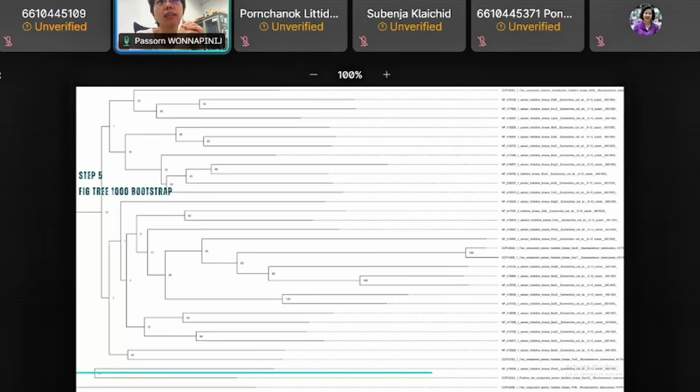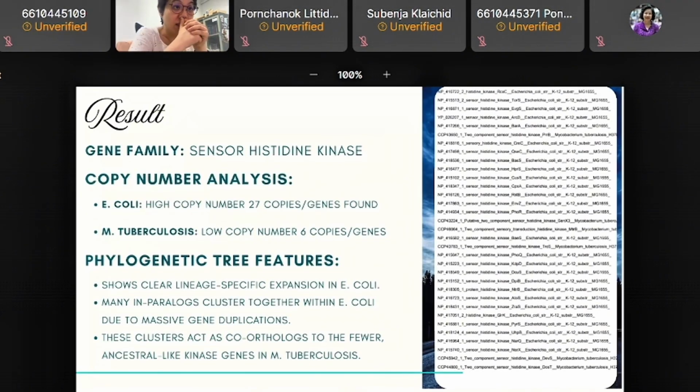So let's start. Okay, how can you identify co-orthologs? You said that these clusters act as co-orthologs to the ancestral-like kinase gene in M. tuberculosis. What is the meaning of this statement actually? Could you explain? Can you explain in Thai? I just want to make sure that I understand it correctly.